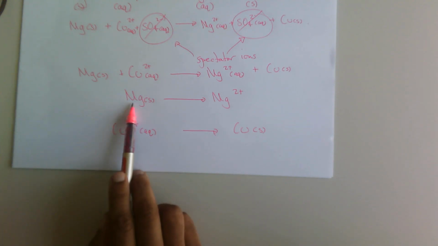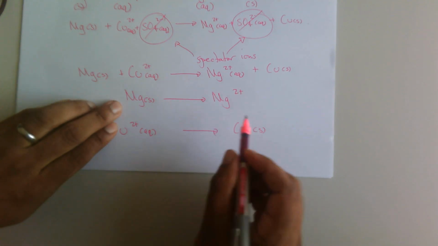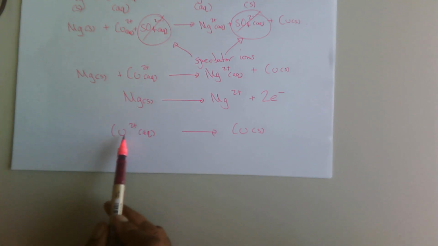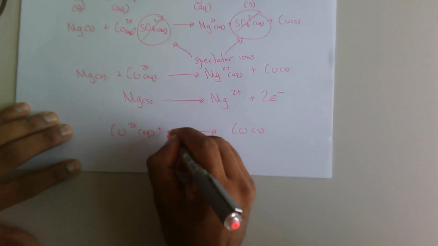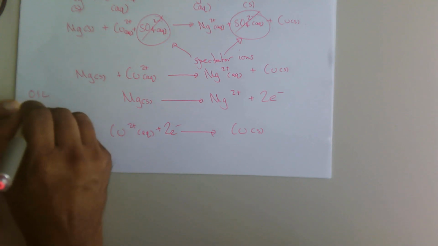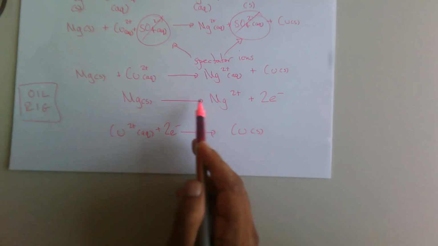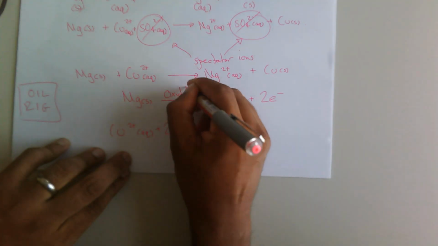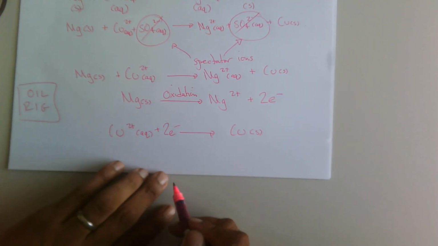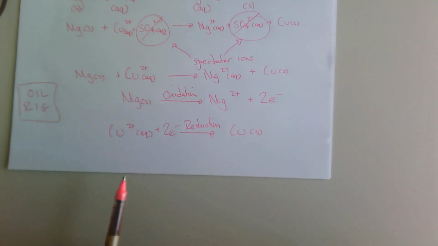For magnesium to become magnesium 2+, it will need to lose 2 electrons. So magnesium will have lost 2 electrons, and these are your 2 electrons here. And for the copper ion to become copper, it will need to gain 2 electrons, so we've got 2 electrons there. We know that oxidation is loss, reduction is gain. So OIL RIG: oxidation is the loss of electrons, so magnesium is losing electrons, so this is oxidation. And copper is gaining electrons because it's on the left hand side of the arrow, so we say that is reduction. So the first reaction is oxidation, that is reduction.